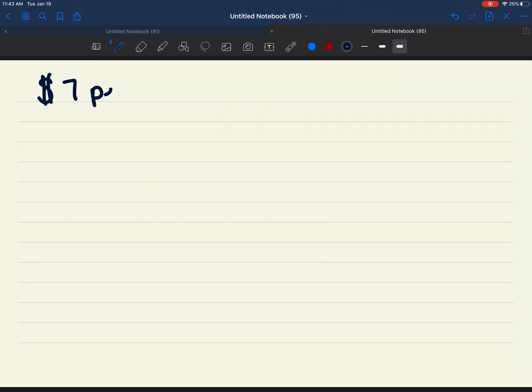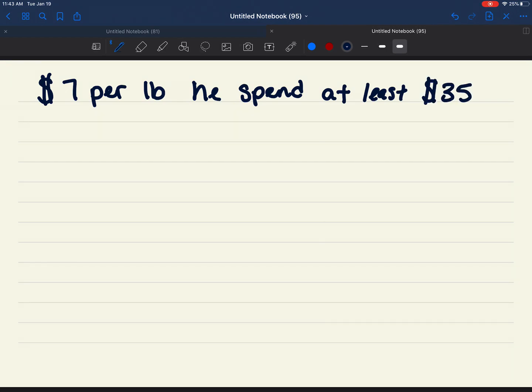It says Jack buys candy that costs $7 per pound. He will spend at least $35. What is he buying? Hey, hey, listen to me. I'm going to read again. Jack buys candy that costs $7 per pound. LB means pounds. He will spend at least $35 on candy. What is the possible number of pounds he will buy? We're going to use P to represent pounds.